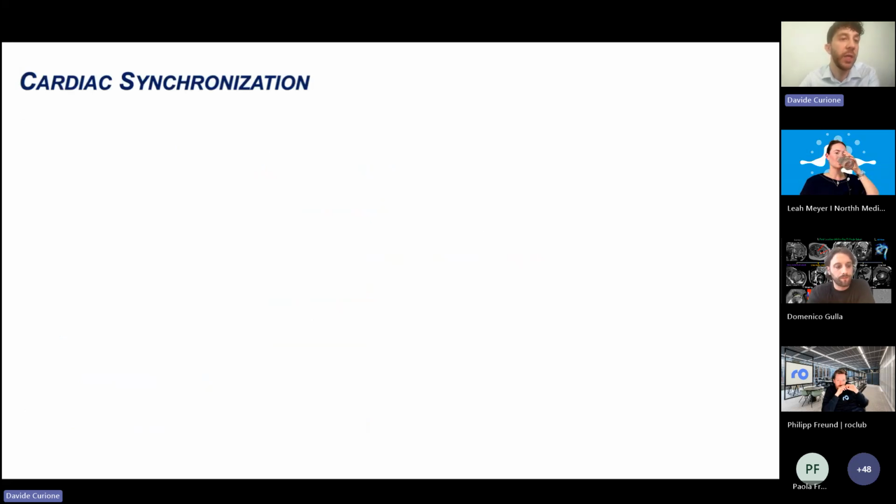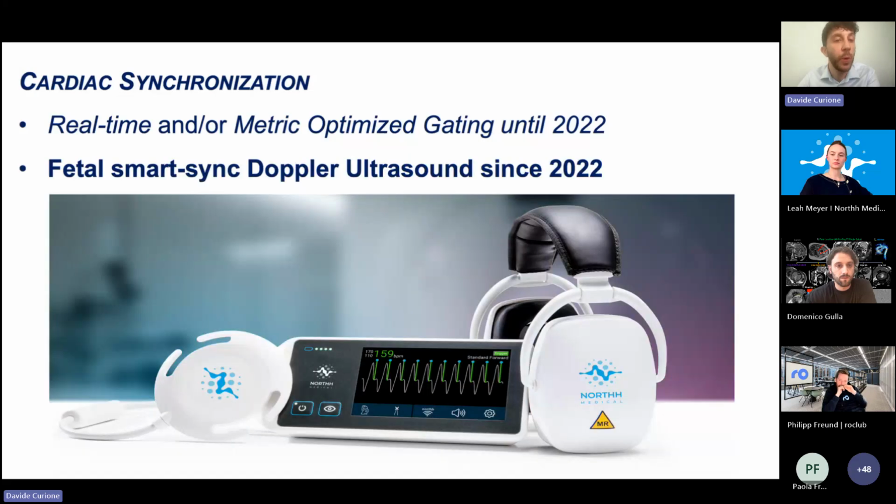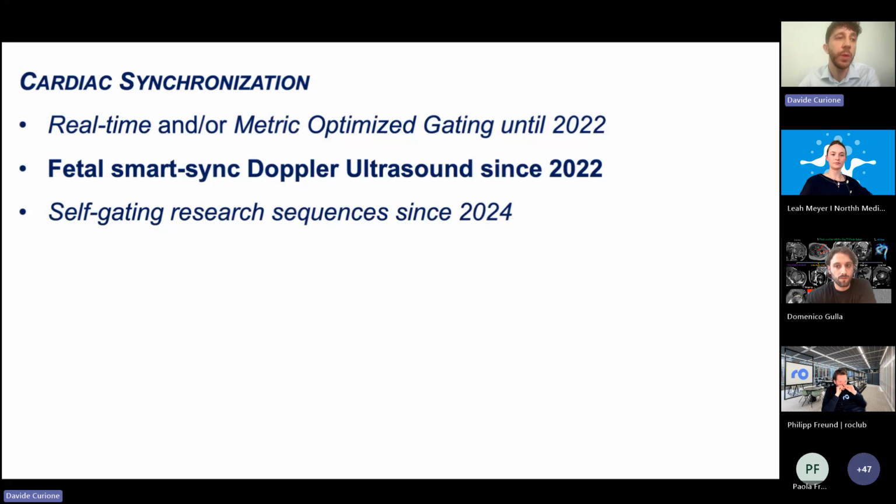As we all know, one of the major challenges of fetal cardiac MRI is cardiac synchronization. Until 2022, we relied on real-time and metric optimized gating, which is a retrospective technique using a synthetic trigger that reconstructs cine imaging by testing multiple heart rate patterns and selecting the one that produces the most coherent images. Since 2022, we've progressively switched to routinely using Doppler ultrasound gating. And since 2024, we've also had the chance to explore some self-gating research sequences, which we find useful for some applications that we'll see later on.